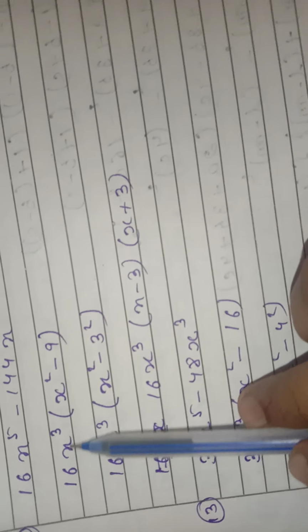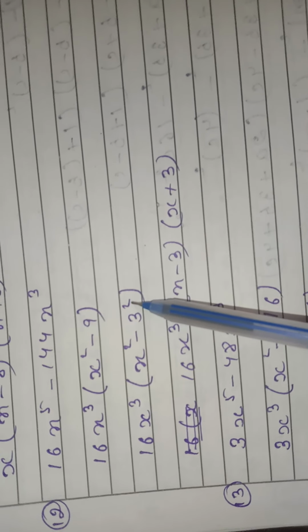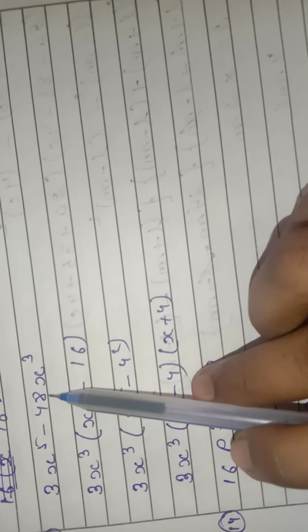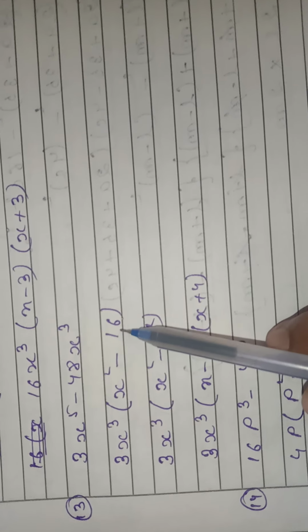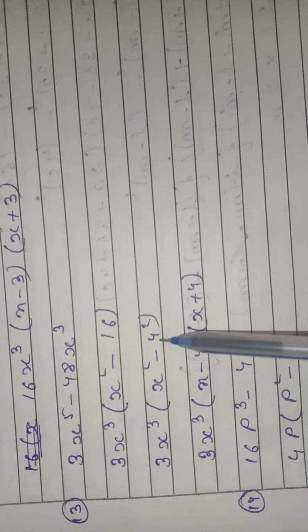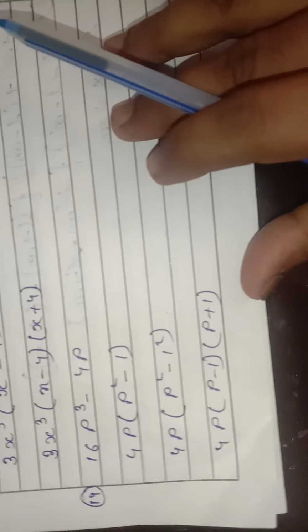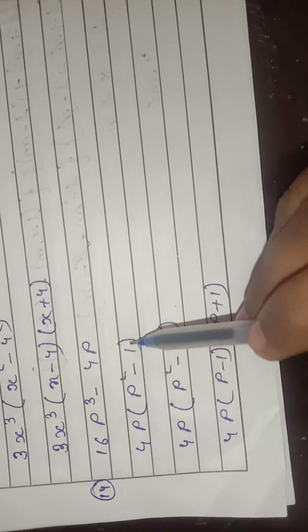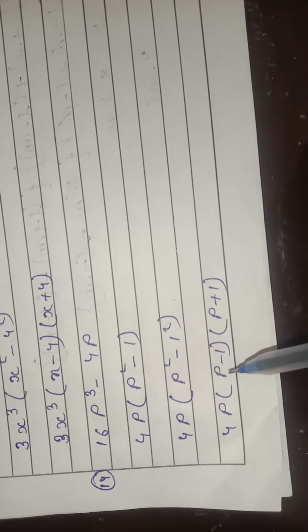What is common in these two? 16x cube. x square minus 9. 9, that means 3 square. Once minus, other time plus. What is common here? 3x cube. x square minus 16. 16, that means 4 square. One time plus, other time minus. What is common here? 4p. If nothing is left, that means 1 we have to write. 1 means 1 square. So one time in minus, other time in plus.